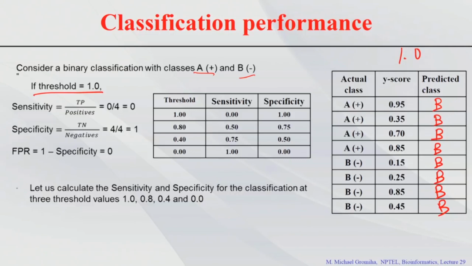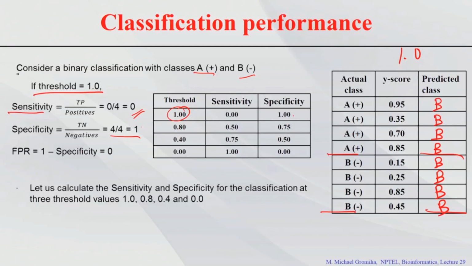Now you can calculate the sensitivity. What is sensitivity? True positives over positives. But no A's are correctly predicted, so this is 0. Specificity: how many B's are in the data set? 4 B's. How many B's are correctly predicted? All 4 are correctly predicted, so 4 by 4 is equal to 1. So for threshold 1, sensitivity is 0 and specificity is 1. The false positive rate is 1 minus specificity, so this is equal to 0.